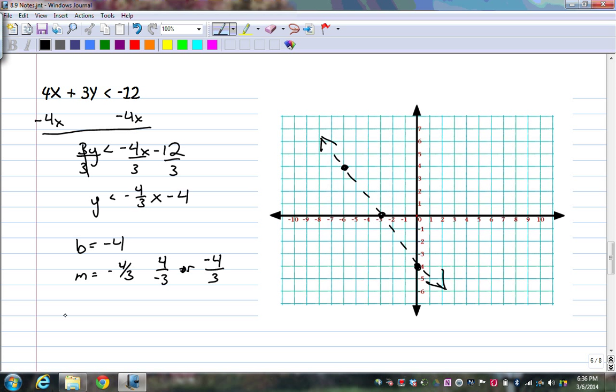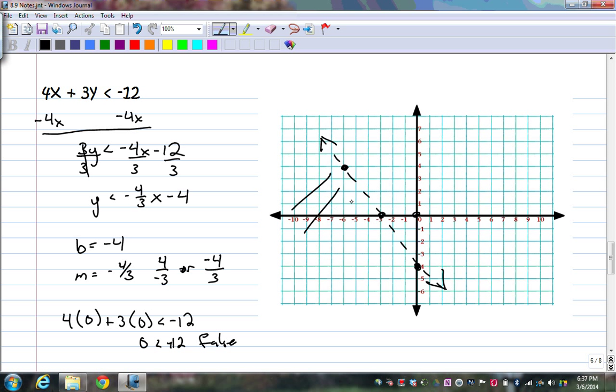I'm going to put in 0, and now I'm going to use the original inequality. 4 times 0 plus 3 times 0 is less than negative 12. And I get 0 here, 0 here. I get 0 is less than negative 12. And this is a false statement, which means that (0, 0) is not a solution.